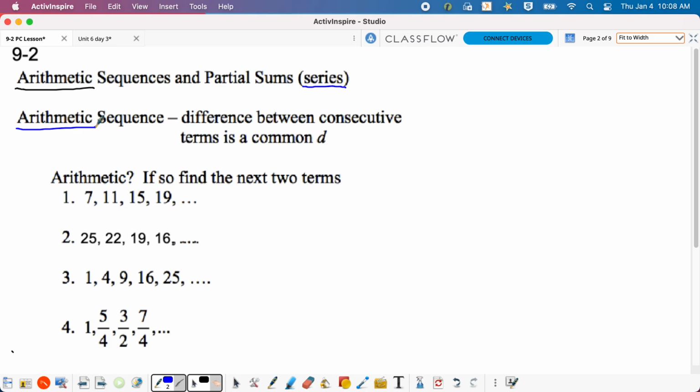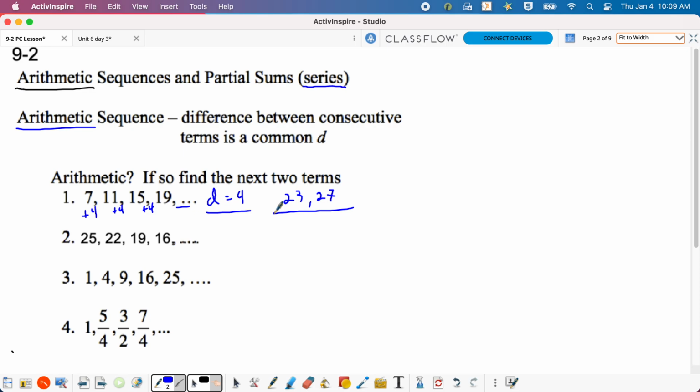All right, number 1, 7, 11, 15, 19. So I'm going to look at these and see what the pattern is. To go from 7 to 11, I'm going to add 4. From 11 to 15, add 4. 15 to 19, add 4. So that tells me that this is an arithmetic sequence because to go from one term to the next, I'm adding the same value of 4. That makes it arithmetic. So to add 4 to get my next term, 19 plus 4 is 23, plus another 4 is 27. So my next two terms would be 23 and 27. So we have to look at the numbers to see what you're adding to go from one term to the next. If I have the same value all the way through, it's going to be arithmetic.